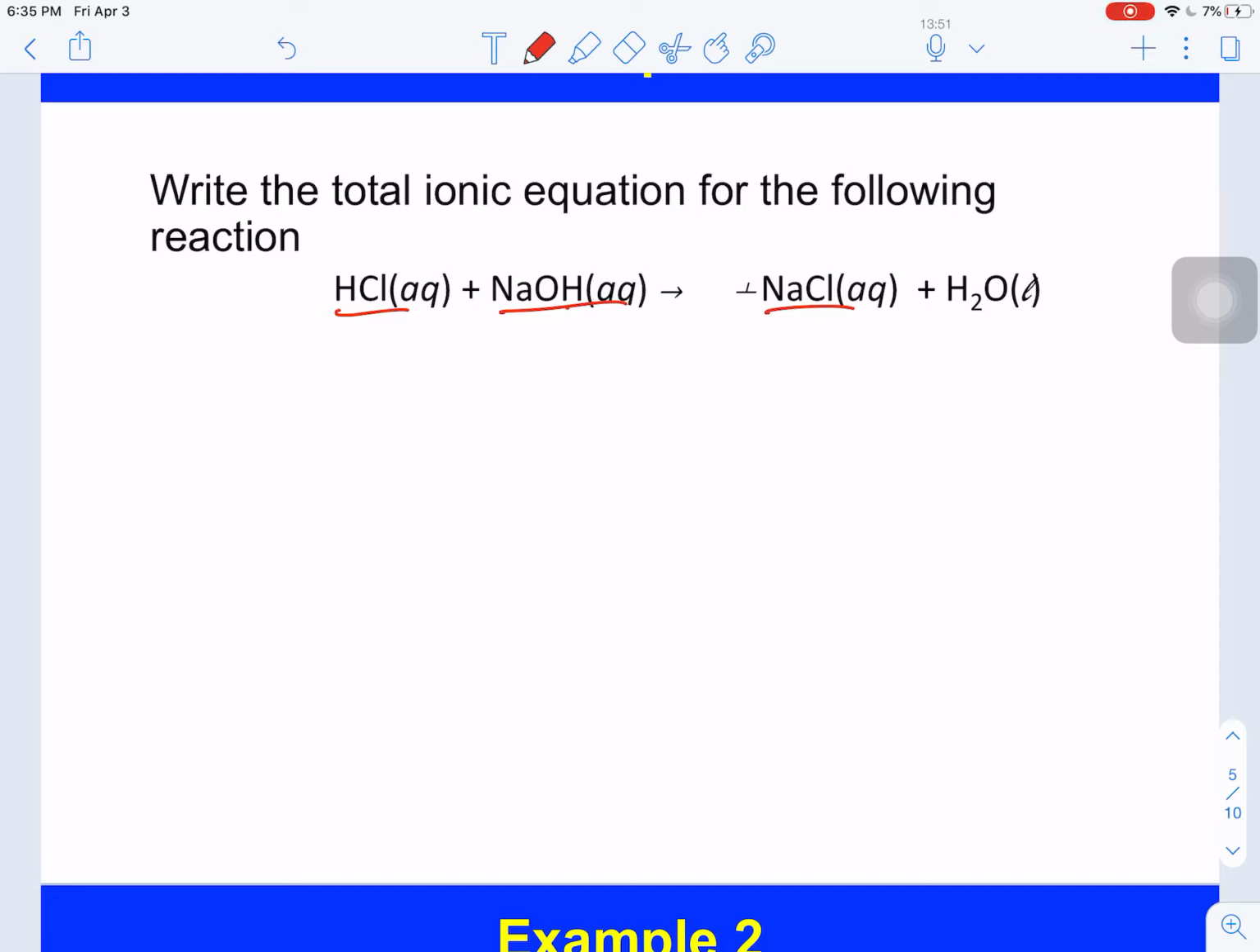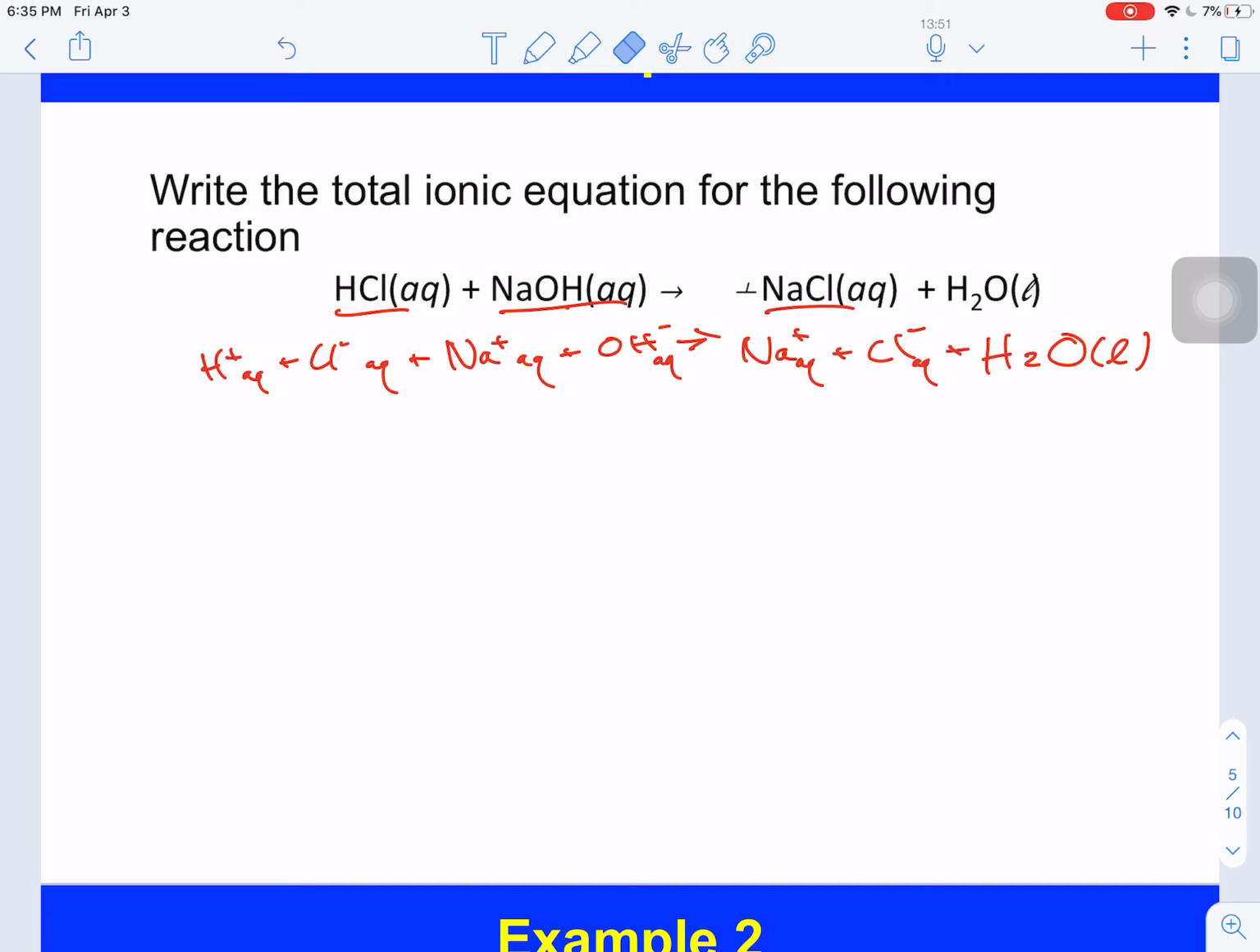ions. So HCl is going to be split into H plus and Cl minus, and both of those are going to be aqueous because they're in a solution, and NaOH is going to be Na plus and OH minus. And I'll show you what that looks like now. So we have this HCl turns into H plus on the left and Cl minus, and then NaOH is Na plus OH minus, and then on the product side, NaCl turns into Na plus and Cl minus. However, H2O, because like we went over, is a liquid, we don't change that.